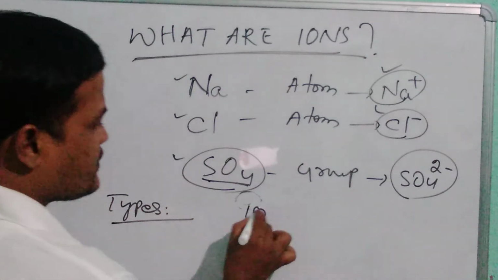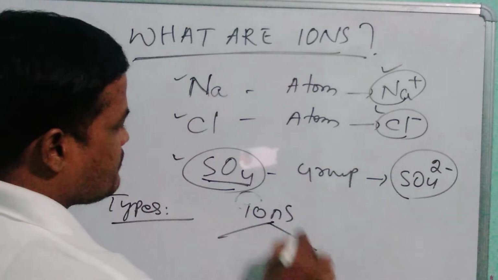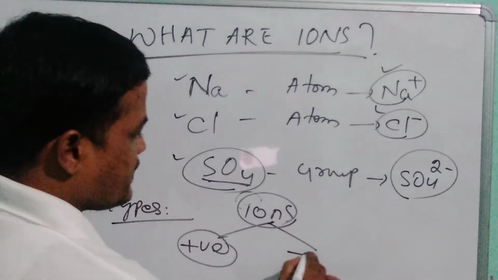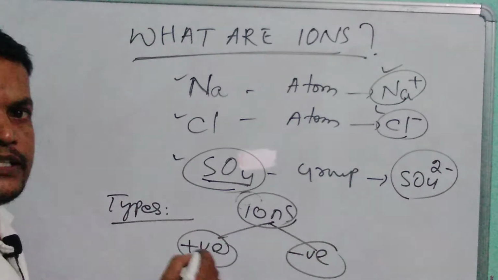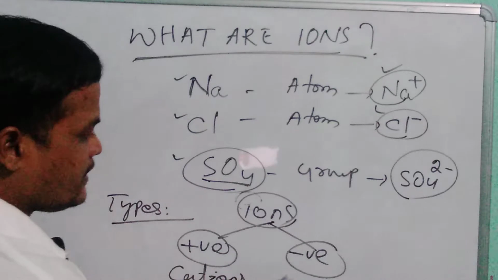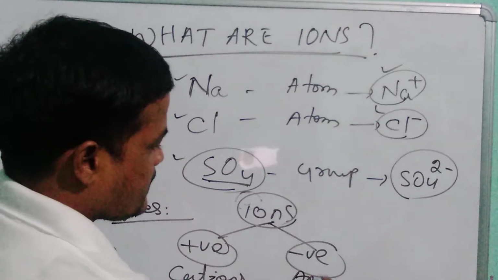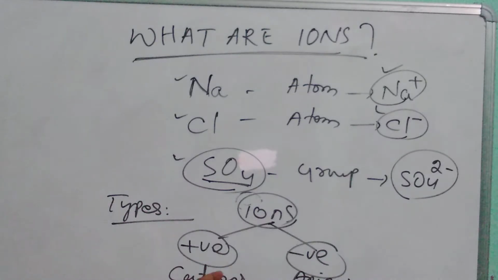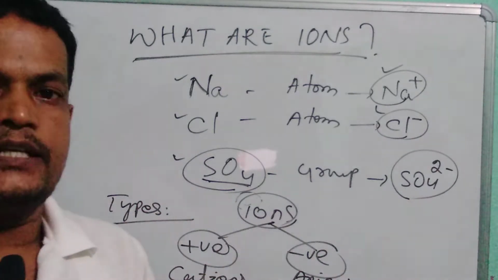Okay friends, ions are divided into types. We can say ions are divided into two types: one is the positive ion and the other is the negative ion. Positive ions are called cations, and negative ions are called anions. So there are two types of ions, cations and anions.